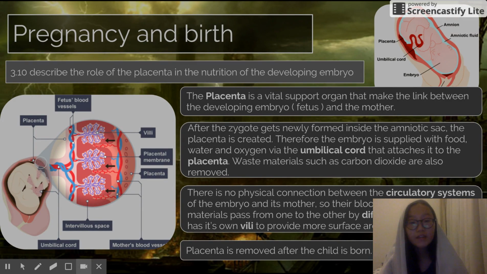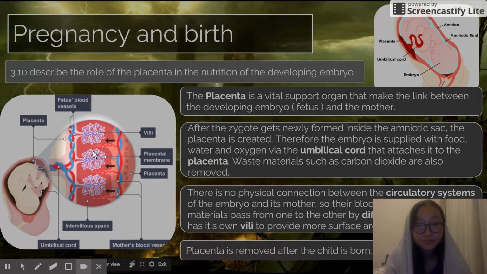Instead of connecting the circulatory systems, the movement of the waste materials, nutrients, oxygen, water, carbon dioxide, things like that, is transported through the villi and the blood vessels by diffusion. So the diffusion takes place in the placenta.